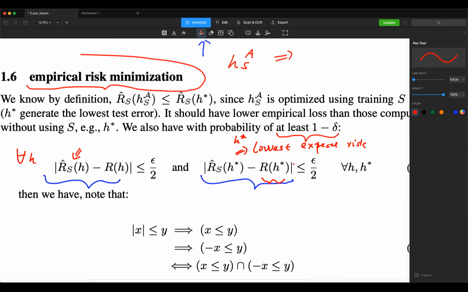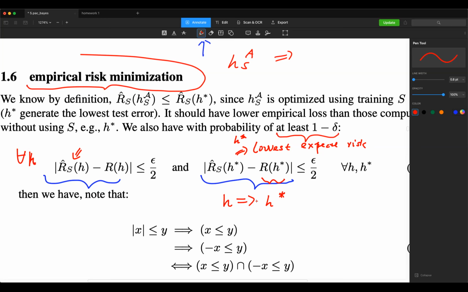Great. After we are clear with these terms, all we need to do is derive this, right? Because this also implies that. If we say for all H, this is true, then that's also true. All we need to do is substitute, we write H in terms of H star. So this is true for all H, but also true for H star.